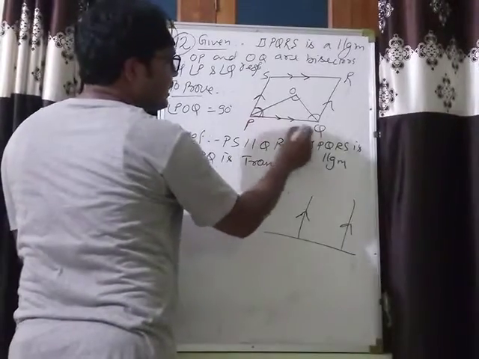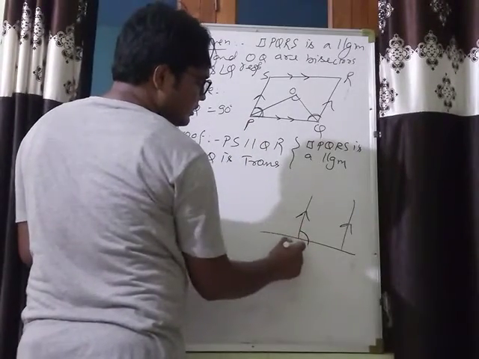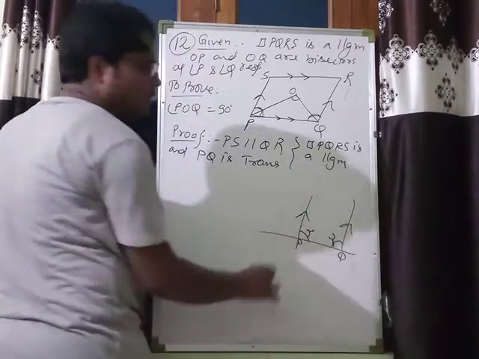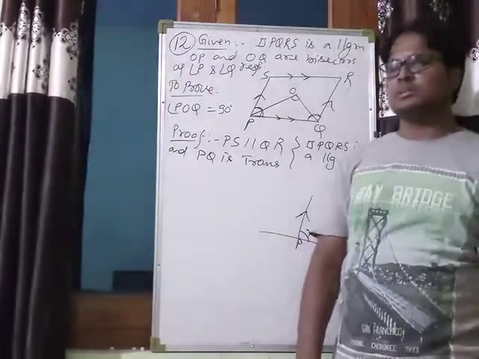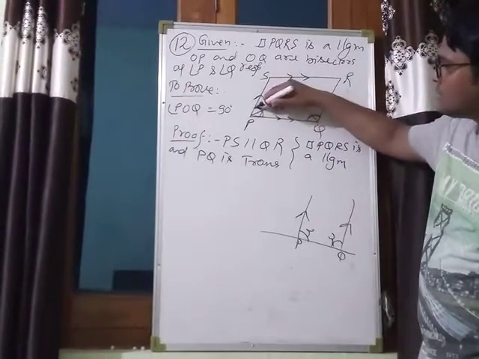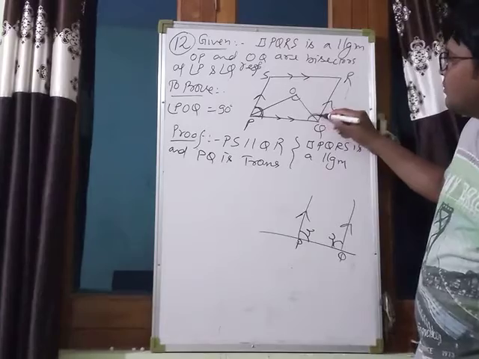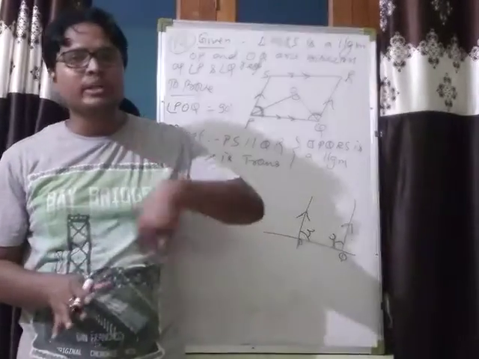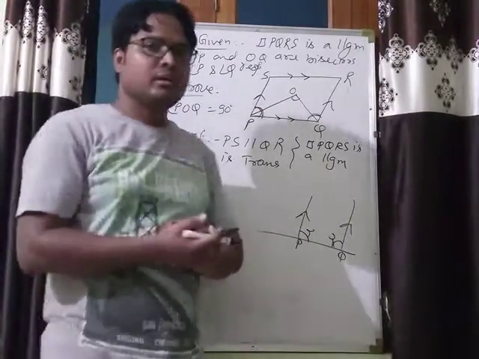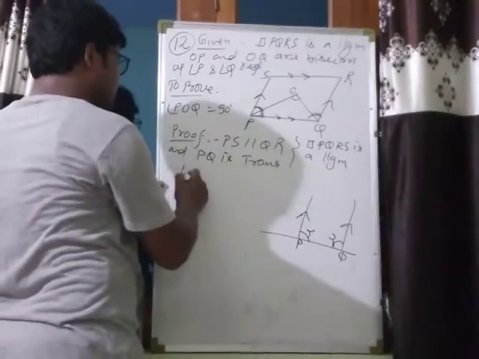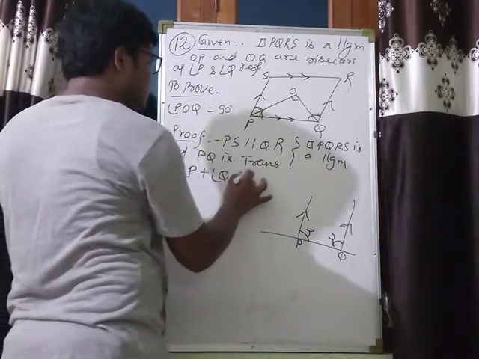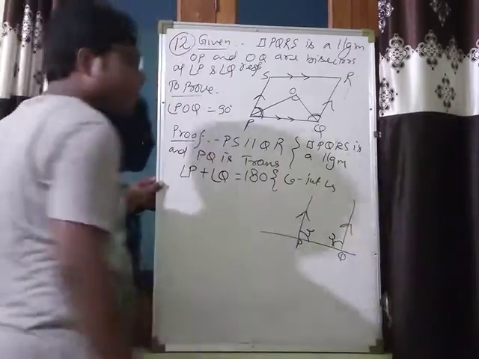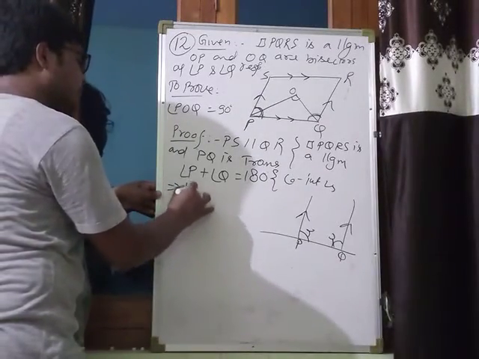Then see angle P and angle Q. Angle P, this one, this is angle P and this is angle Q. अब बताओ कि ये दोनों क्या फॉर्म कर रहे हैं? Co-interior angles. They form co-interior angles. And we know that when lines are parallel, co-interior angles are supplementary. Means their sum will be equal to 180 degrees. So angle P plus angle Q will be equal to 180 degrees because they are co-interior angles. Okay. Now what will be half of angle P?